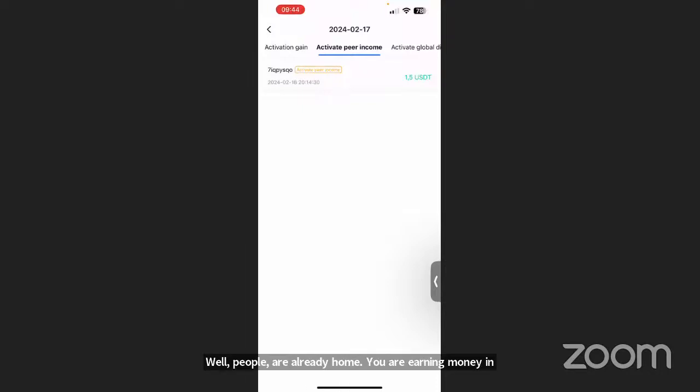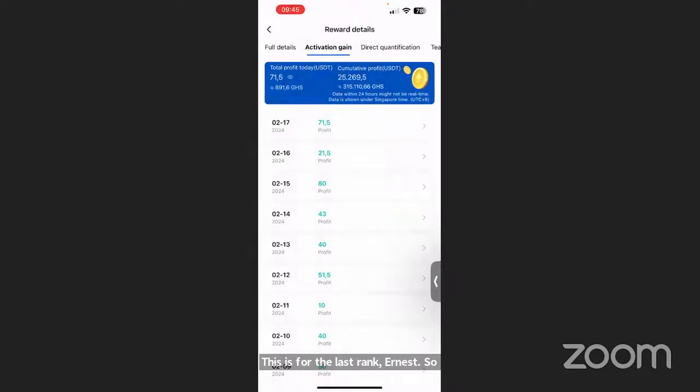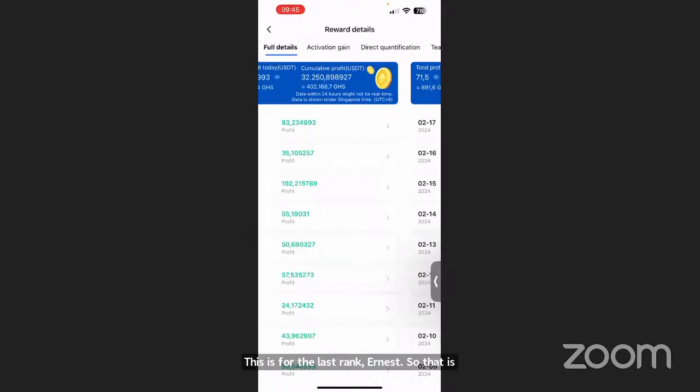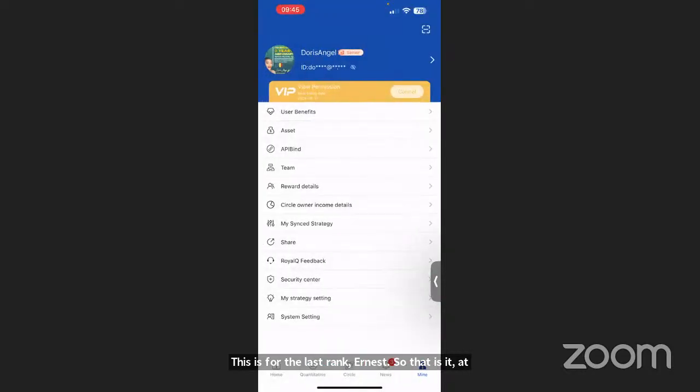Now activate peer income. So this is someone I have on the same rank as me, but the person is not my direct downline, but I still earn. Okay, so activate peer income, then peer reward as well. Activate global dividends. This is for the last rank earners. So that is it. At least making this money in Ghana cedis is not a joke. 402,000 Ghana cedis, new cedis, not old cedis. Okay, we give all glory to God and my team members as well.